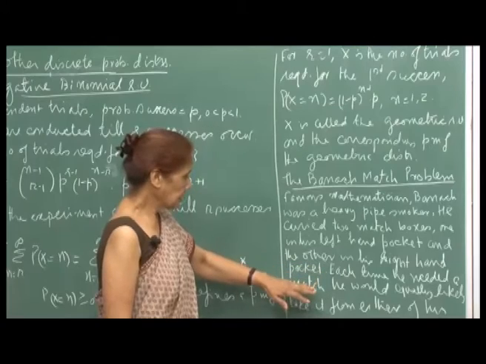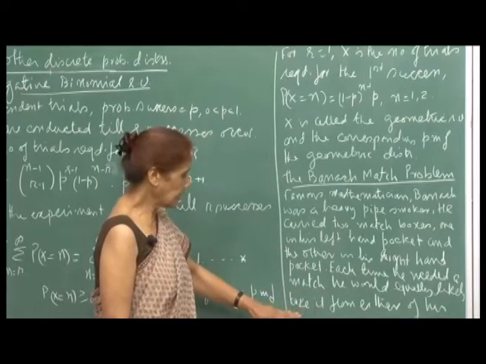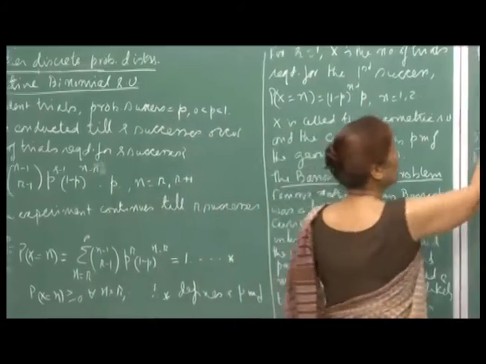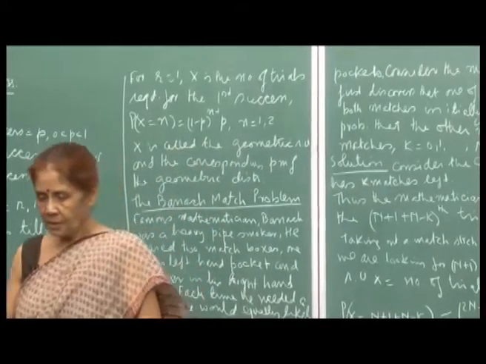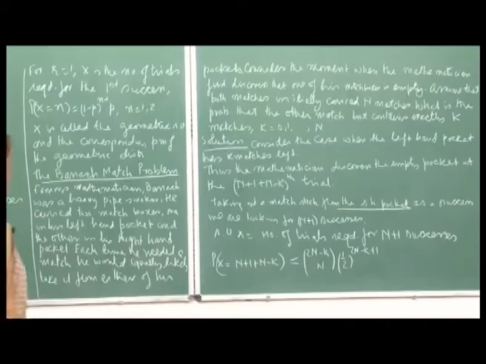Each time he needed a match, he would equally likely take it from either of his pockets. So it was equally likely that he would put his hand in the right hand pocket or in the left hand pocket. So the probability of that is the same.